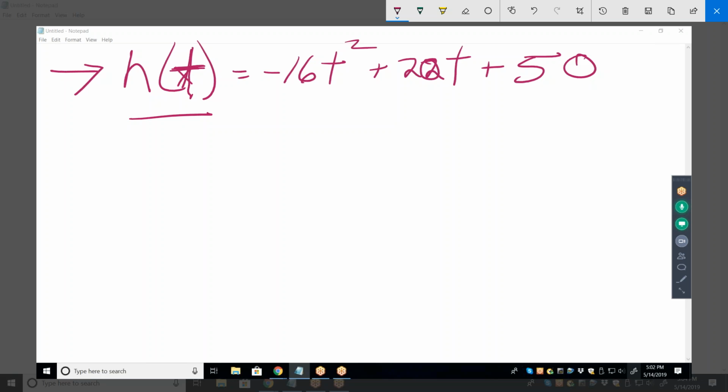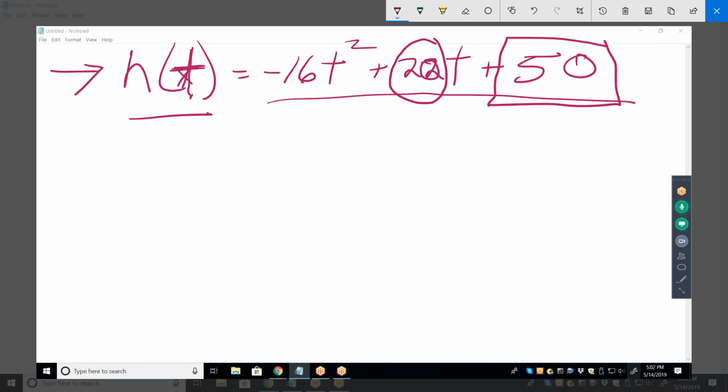Now, if I look at that, this right there is the initial velocity. This right here is the initial height. Because what is it that's being shot up into the air? A ball. Okay. So where is the ball at 0 seconds? In other words, what is h of 0?